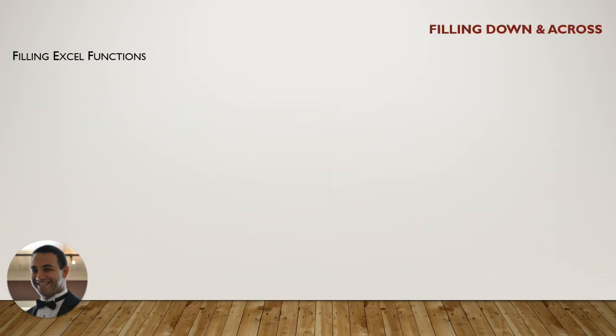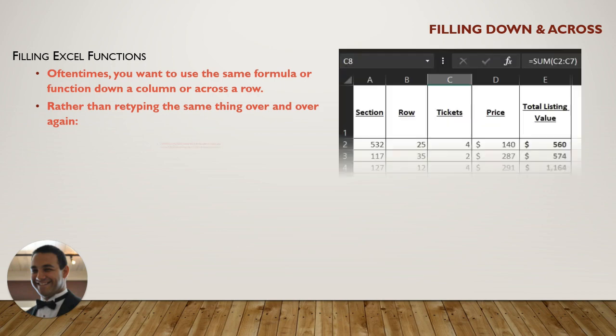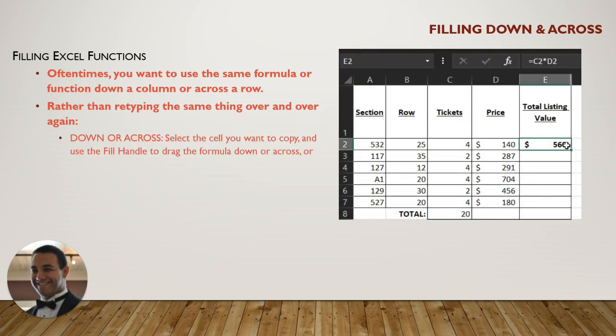I want to take a moment to go over some time-saving techniques. Oftentimes, you're going to want to use the same formula or function down a column or across a row. Rather than retyping the same thing over and over again, you want to fill down or across. There's a few different ways of doing this. One that works with both down and across is selecting the cell you want to copy and using the fill handle to drag the formula down or across.